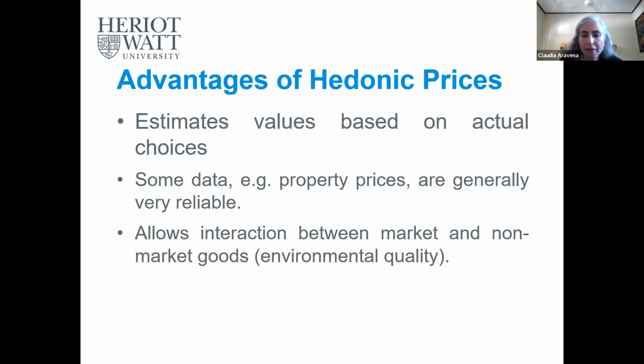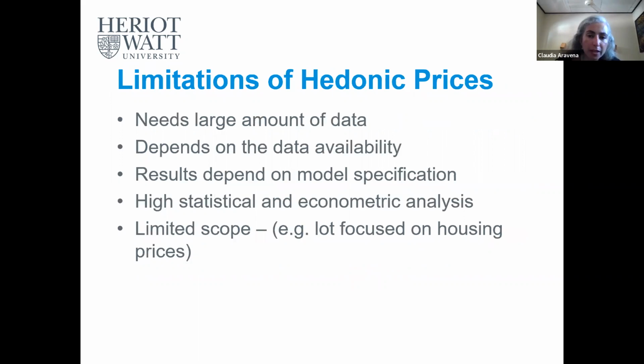so what are the advantages of hedonic prices? It estimates the value based on an actual choice. It is direct, real behavior. Also, some data, for example property prices, are generally very reliable and available, and we can rely on them. Another advantage is that it allows interaction between market and non-market goods, like environmental quality. We have market goods like property and non-market goods like environmental quality, so we have the interaction between them. Those are the advantages.